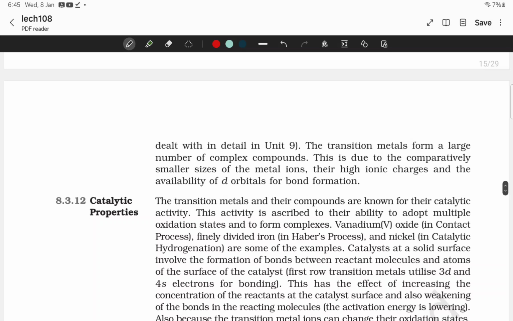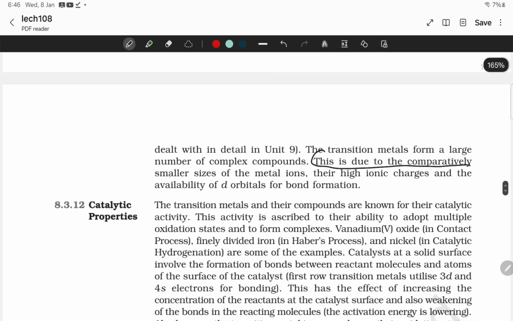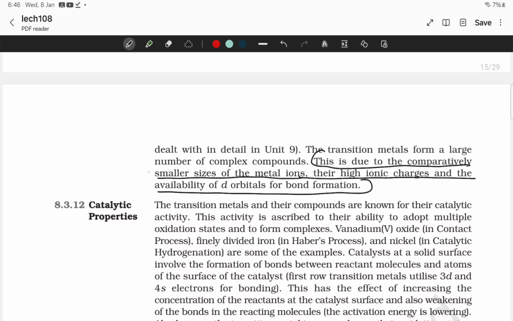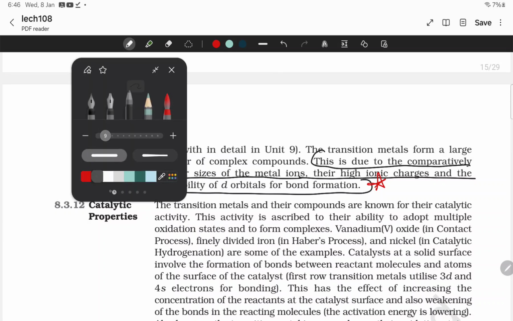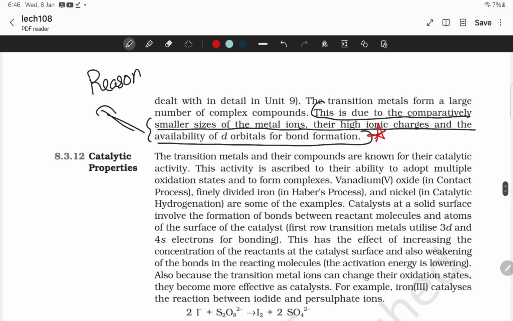Transition metals form many complexes. This is due to the comparatively smaller size of the metal ion, the higher ionic charge and the availability of d orbitals. That is, availability of d orbitals, small size and high ionic charge. These are the reasons, and this is important. High ionic charge, small size and availability of d orbitals are the reason for formation of complex compounds.